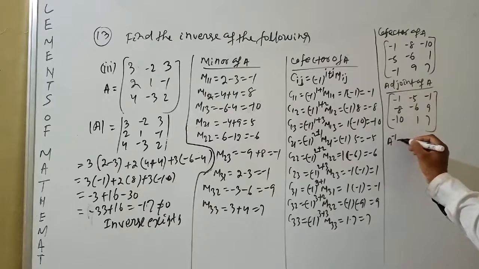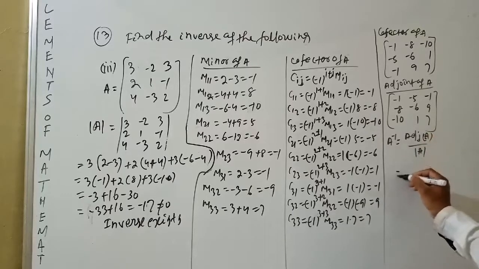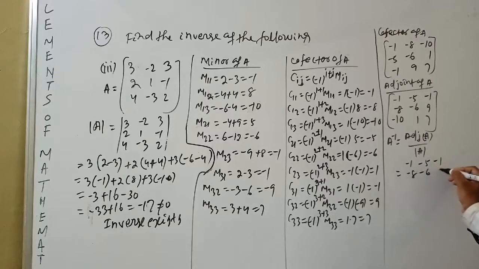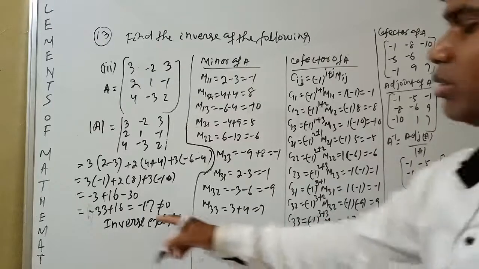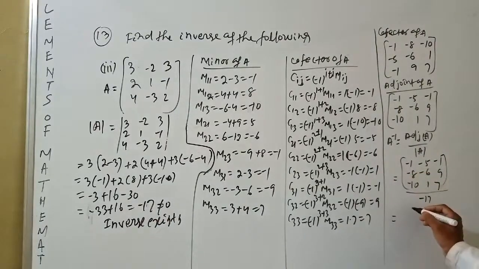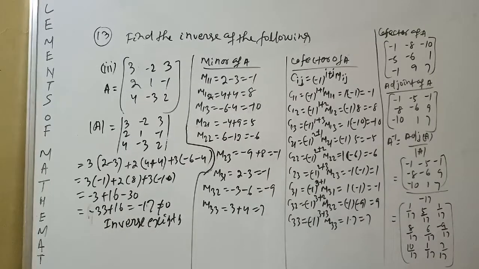Then A inverse is equal to adjoint A divided by mod A. Mod A is equal to minus 17. That is, is equal to 1 by 17, 5 by 17, 1 by 17; 8 by 17, 6 by 17, minus 9 by 17; 10 by 17, minus 1 by 17, minus 7 by 17. Okay, this is your A inverse of the matrix.